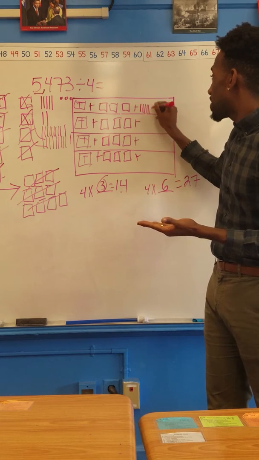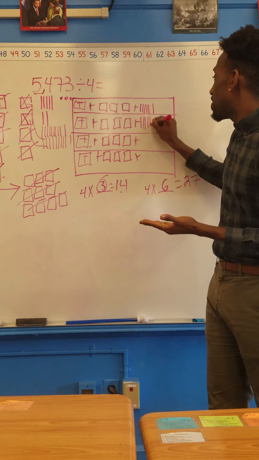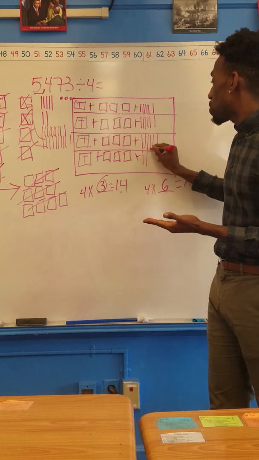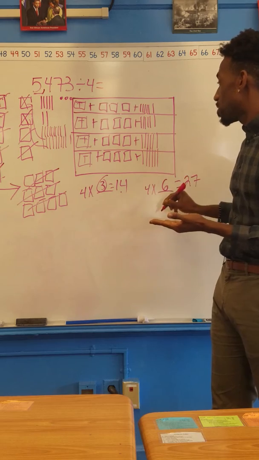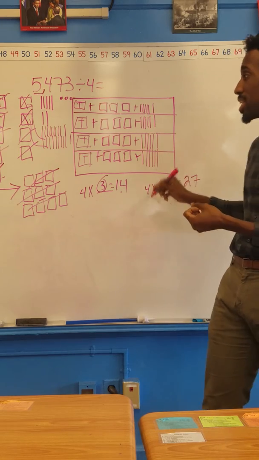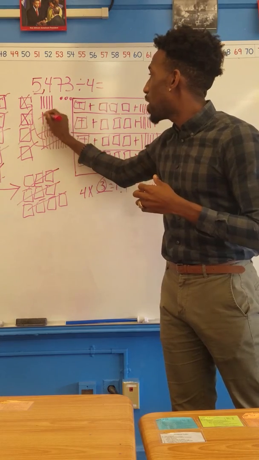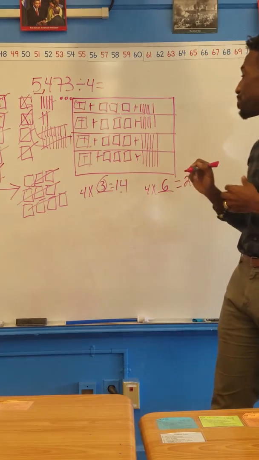1, 2, 3, 4, 5, 6, 7, 8, 9, 10, 11, 12, 13, 14, 15, 16, 17, 18, 19, 20, 21, 22, 23, 24. Great, so I used 24 10s. Now I'm going to cross out 24 10s. 10, 20, 1, 2, 3, 4.